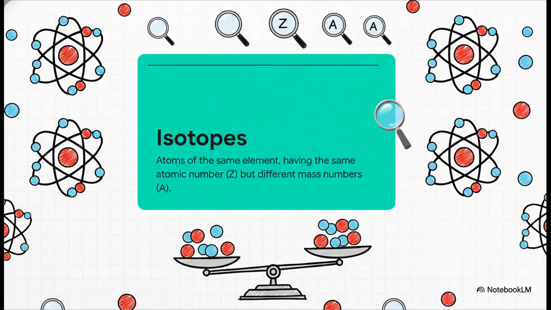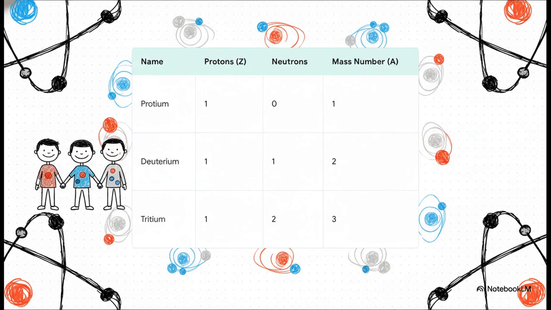It's important to know that because they have the same number of protons and electrons, their chemical properties are almost identical. They react in the same way. Let's try to understand this with the family of hydrogen. You can think of them as 3 brothers. The first brother is called protium. This is the most common type of hydrogen you'll find.